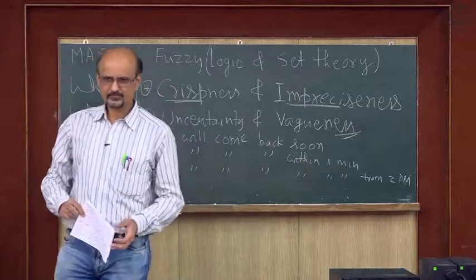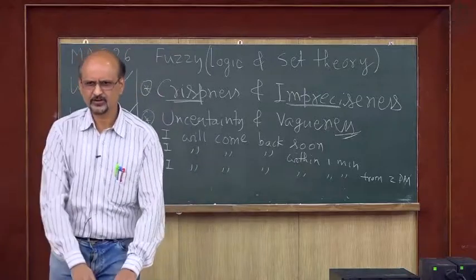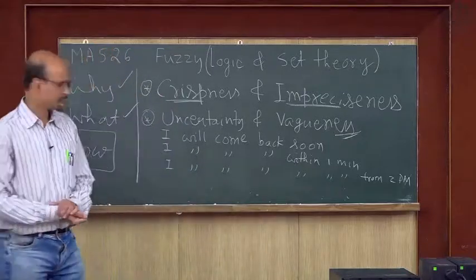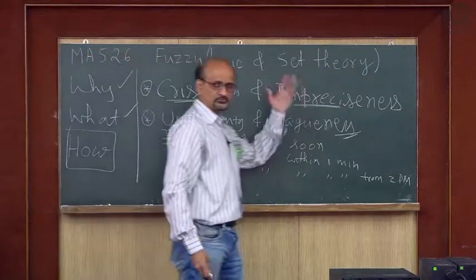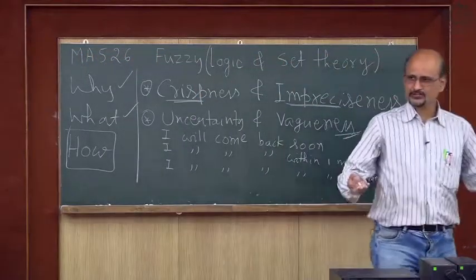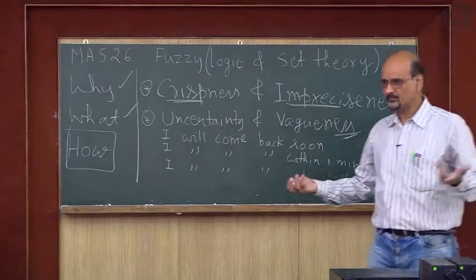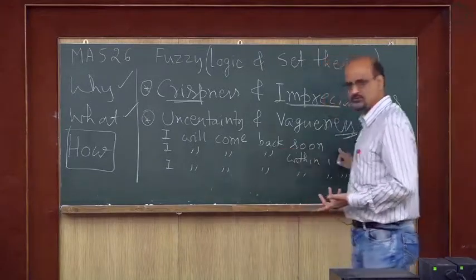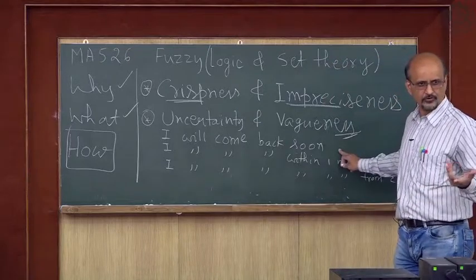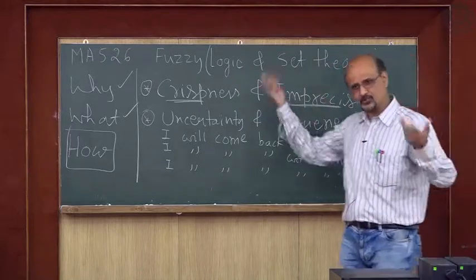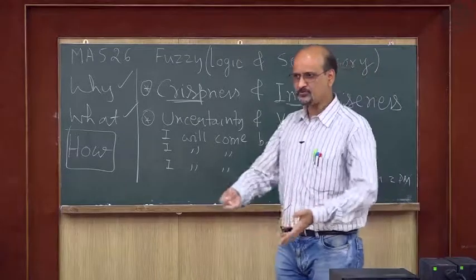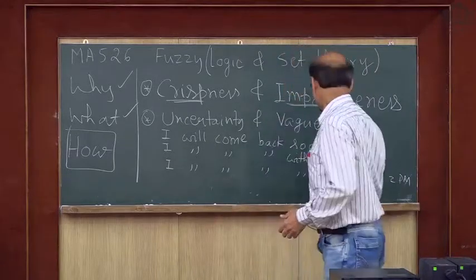See, are these similar sentences or not? Okay? I will come back soon, what do you understand? It is vague. When? I will come back soon. I do not know when. Soon means it may be 1 hour, 2 hour, okay? Or maybe within 2 minutes. So, this is vague.